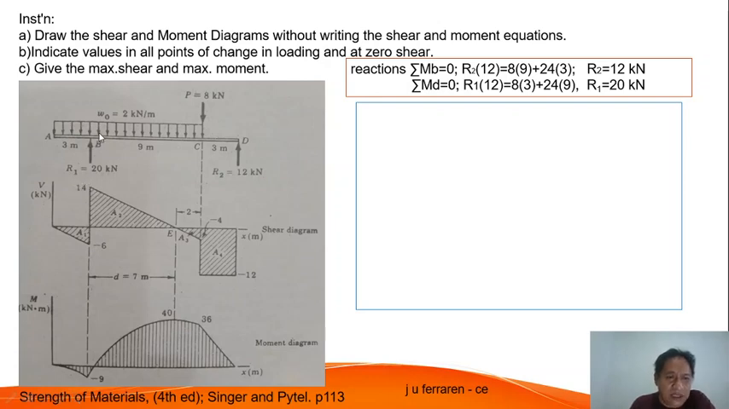Then comes the uniformly distributed load, no? It is a distributed load all over here, no? So, that means your resultant is the product of 2 and 9. So, the area, 2 and 9, if you multiply, is 18. That is downward. So, negative 18. So, if I have 14 minus 18, the result here is negative 4.